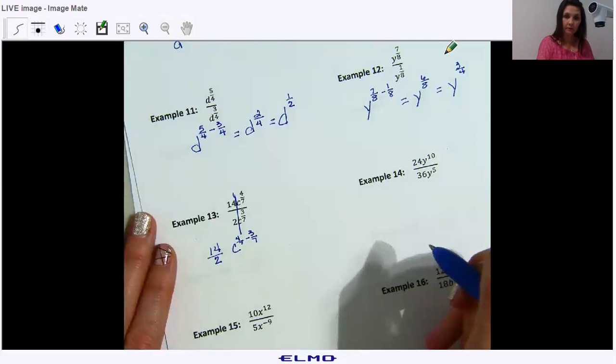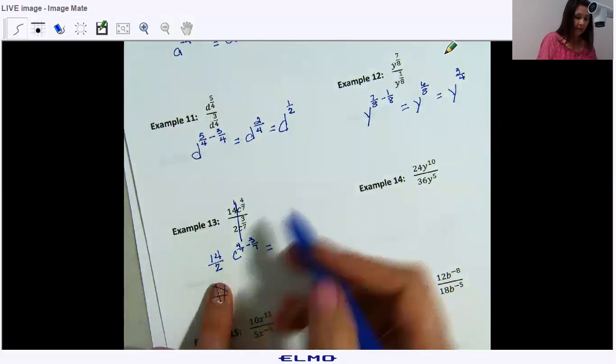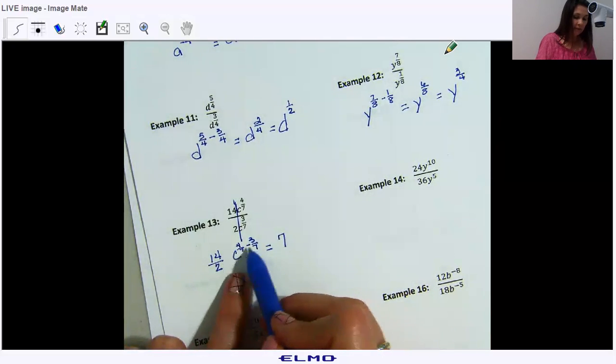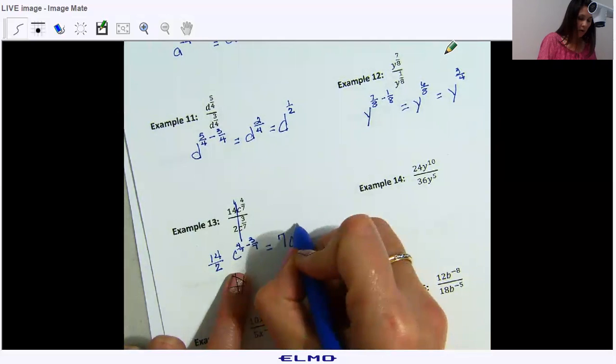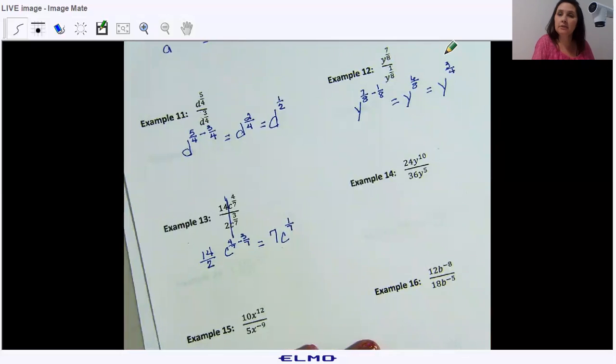Probably needed to make my c a little bit bigger. So I know that 14 divided by 2 is 7. And 4 minus 3 is 1, so I have c to the power of 1/7. And that's your final answer.